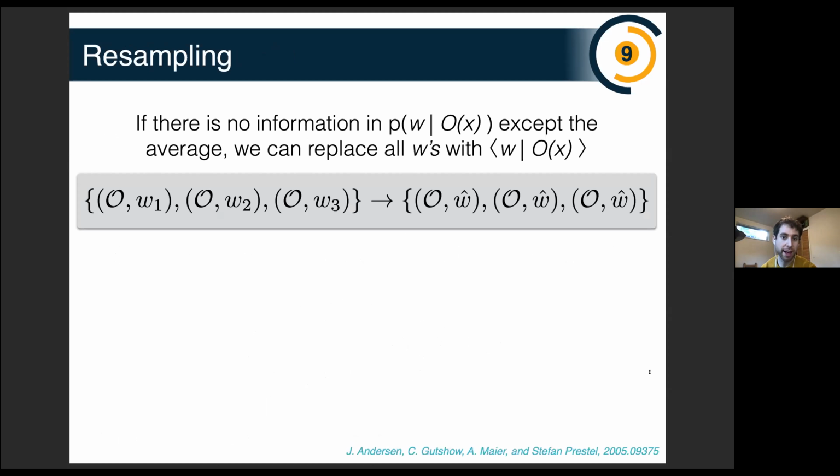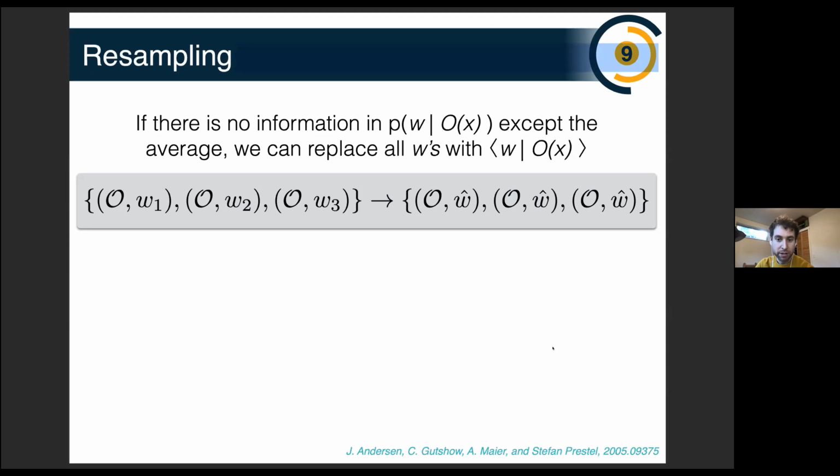Okay, so that's going to be the basis of positive reweighting. Let me tell you a bit about the idea for this approach. If there's no information in the distribution of weights, P of weights given the observable, except the average, then we can simply replace all of the weights in our ensemble of events with the average. That's illustrated here, where you can imagine you have a set of 3 events. They all have the same value of the observable O. They have 3 different weights. We're not sensitive to the distribution of weights. Physically, that's not meaningful, and so we can just replace each of the w_i with the average of the 3. So that's observation number 1.